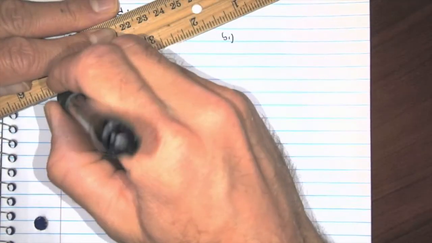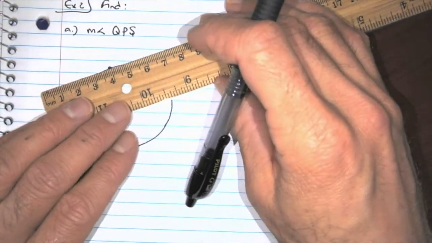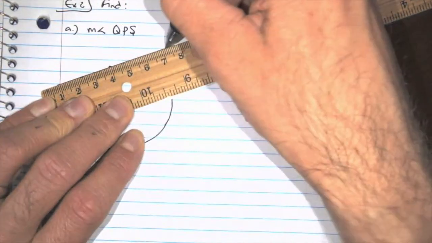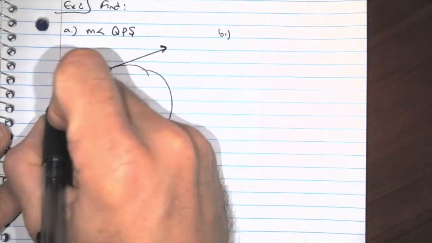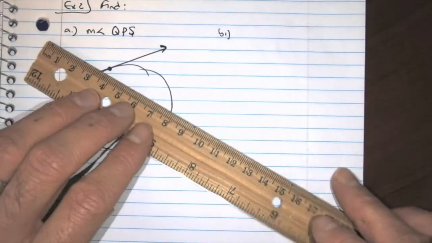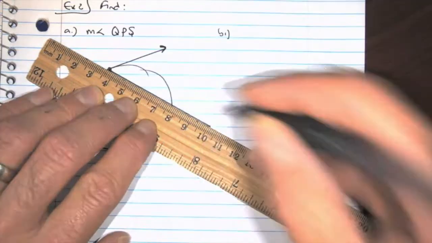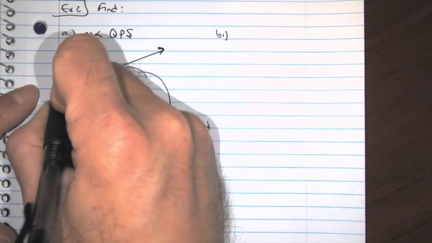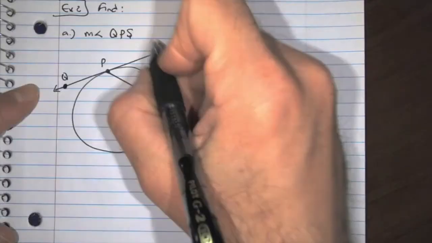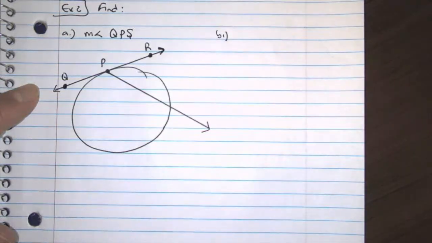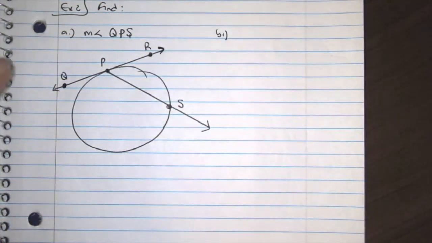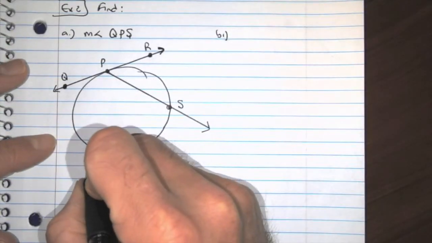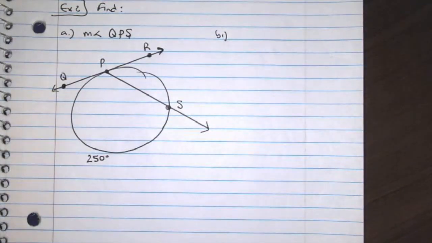So, come on, ruler. Come on, work with me. Okay. Got ourselves a tangent line. Okay, let's put a point over here. Q, P, R is right there, S is right there. And I'm going to put an angle measure right here, 250 degrees.